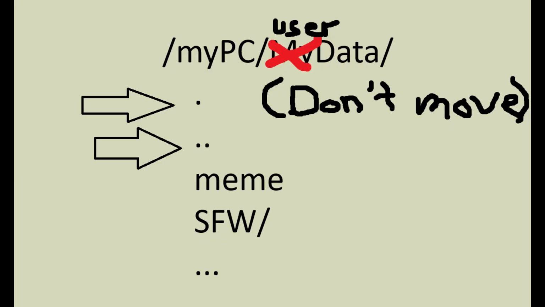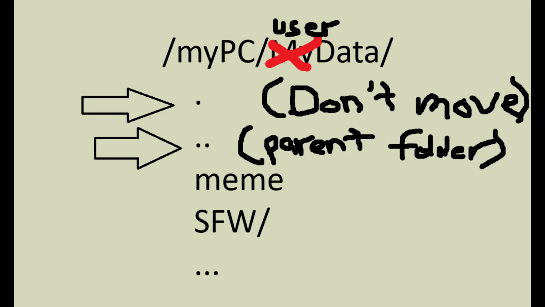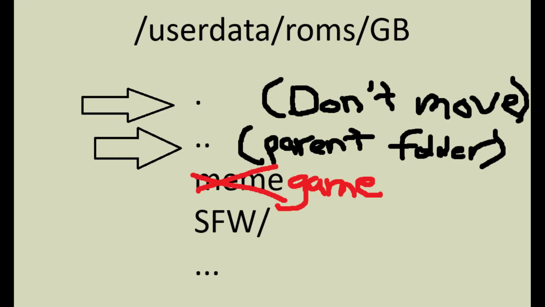The more important one to know about is the double period. This option indicates the parent, or in many cases, the previous folder. As an example, suppose you're at the path userdata/roms/gb. By selecting the double period option, you'll be taken to userdata/roms. This allows for traversing your file system in a concise and straightforward manner.